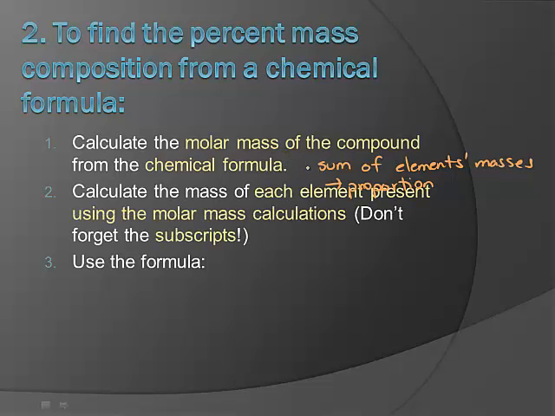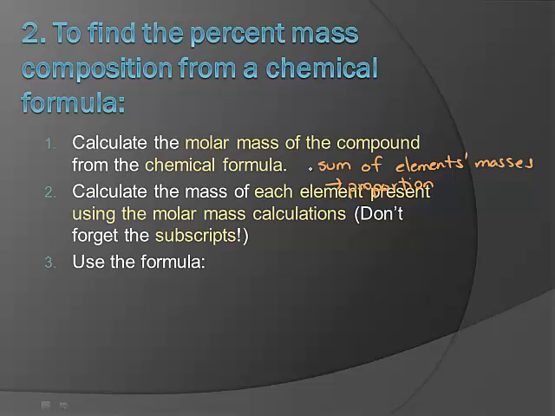Then you calculate the mass of each element present based on the molar mass calculation. So don't forget the subscripts again. If there's 2 hydrogens, there's 2 hydrogens contributing to the total mass. So you've got to times the hydrogen's mass by 2. Again, if there's 5 oxygens, you have to times the oxygen's mass by 5.